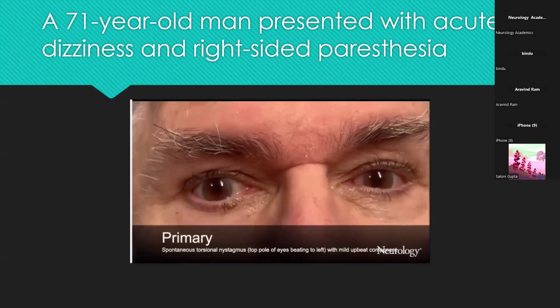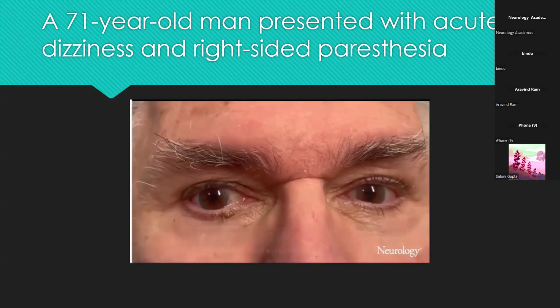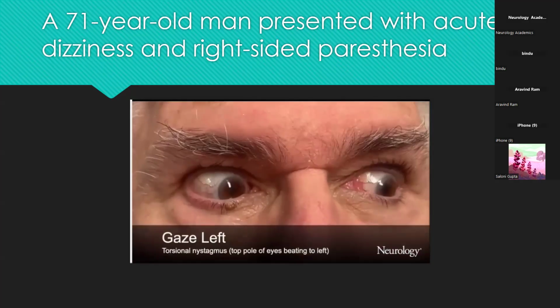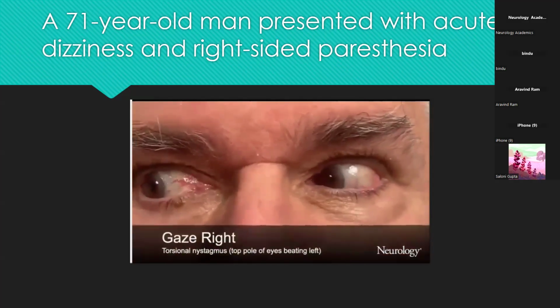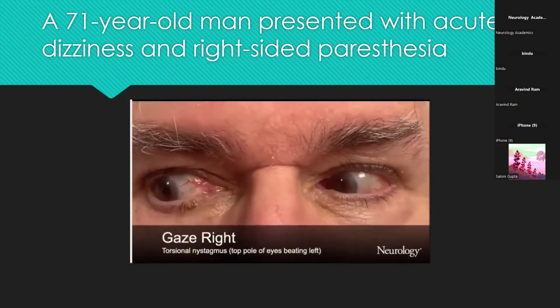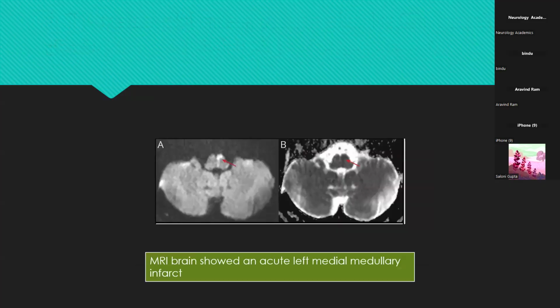we can see that there is an upbeat nystagmus with a torsional component. That was there in primary position, and now in left gaze as well as in right gaze. The torsional component is also prominent. In this patient, there was an acute infarct in the left medial medullary region. There was a left medial medullary infarct.